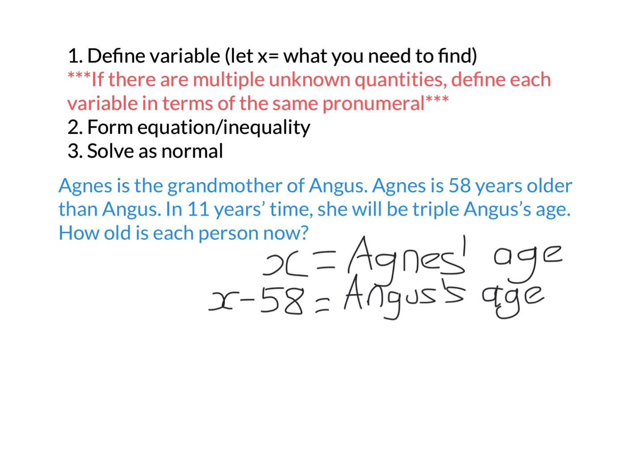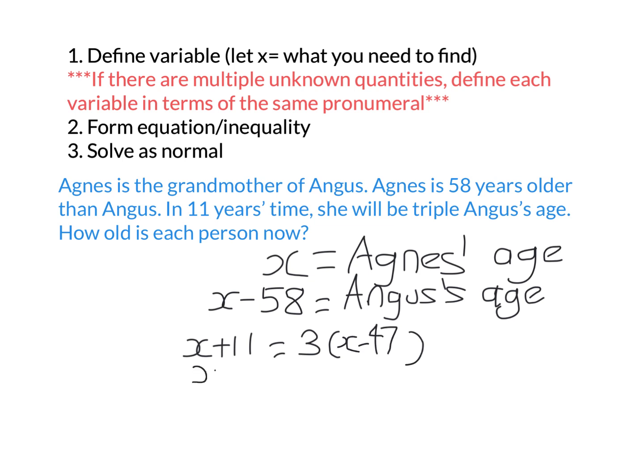So in 11 years' time, Agnes will be whatever her age is now plus 11. So we're told that that will be triple Angus's age in 11 years. Well, if Angus is x minus 58 now, in 11 years, he's going to be x minus 58 plus 11. You just add 11 to his current age, and you have his age in 11 years. So x minus 58 plus 11 is actually x minus 47. So now we have an equation to solve with pronumerals on both sides.